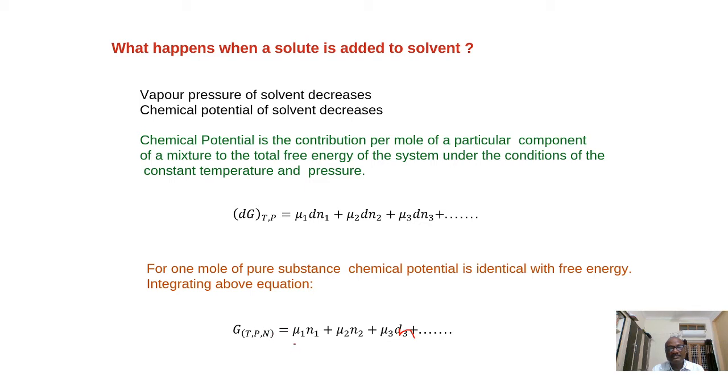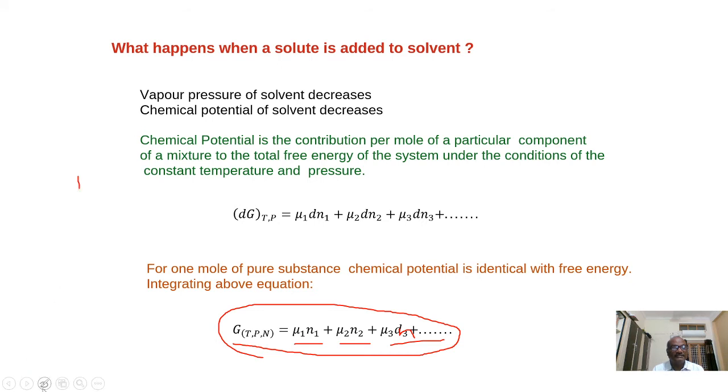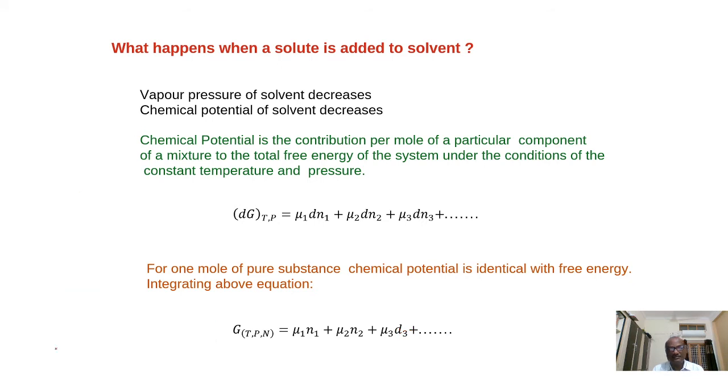So the free energy contributed by the first component, the second component, and the third component to the total system, that is called chemical potential. When a non-volatile solute is dissolved in the solvent, the vapor pressure of the solvent decreases. The second point is that the chemical potential of the solvent also decreases. These two things we can observe.